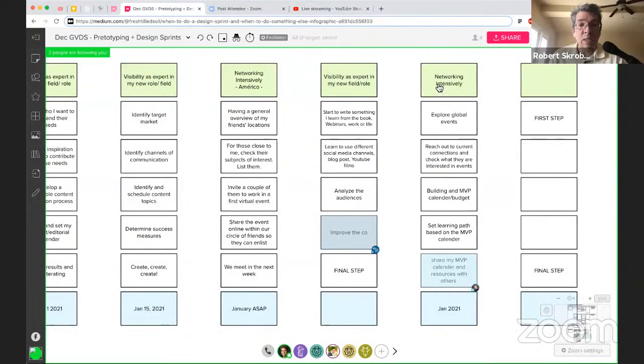For networking intensively, like Americo, this person said they want to explore global events, reach out to current connections and check what they're interested in, build an MVP calendar and budget, and set a learning path based on the MVP calendar. So this one is more, what does the world currently offer? And then based on what's available, exploring what the investment of money and time would be, as well as where exactly they would engage, what would make sense, and then sharing those with others and iterating on them in a live fashion.